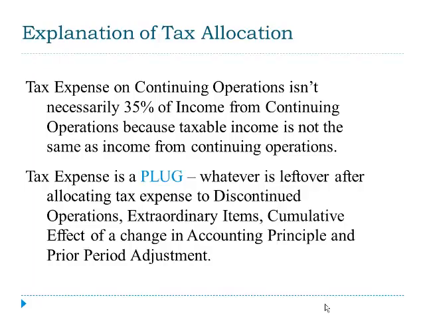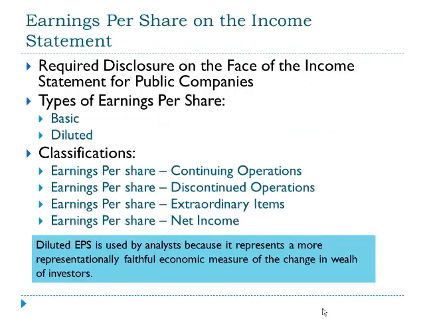Tax expense on continuing operations isn't necessarily 35% of income from continuing operations because taxable income is not necessarily the same as income from continuing operations. Tax expense is in effect a plug. Whatever is left over after allocating tax expense to discontinued operations, extraordinary items, cumulative effect of a change in accounting principle, and prior period adjustment, that's going to be the number that fits into tax expense on income from continuing operations.